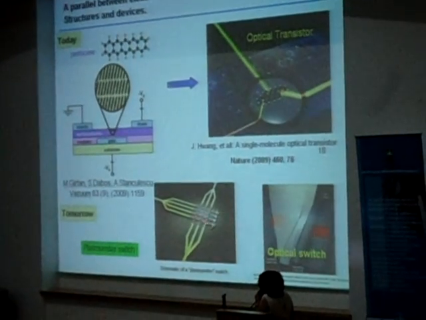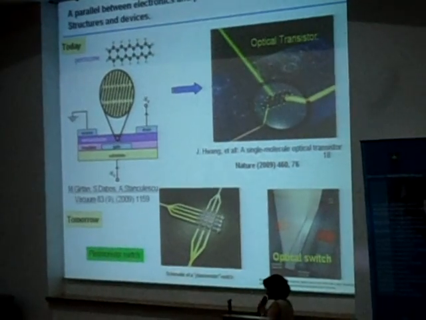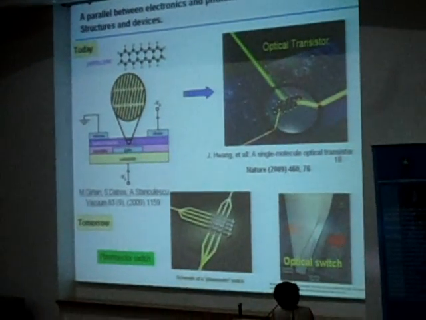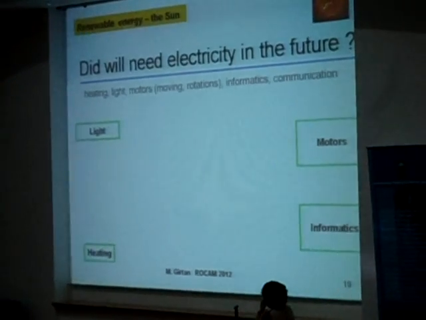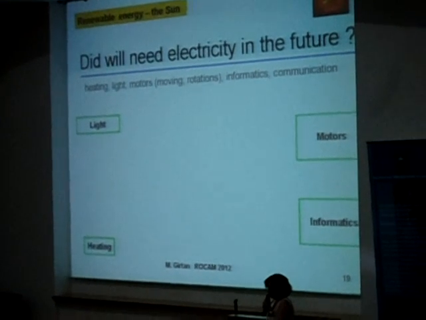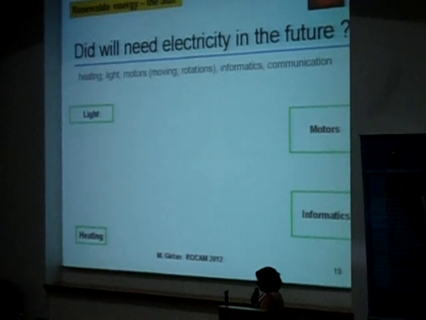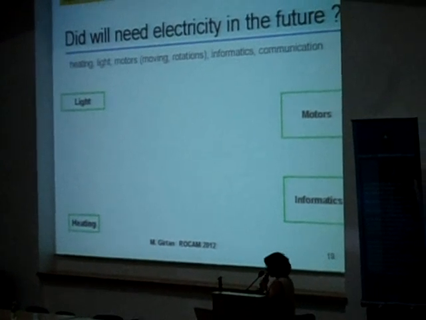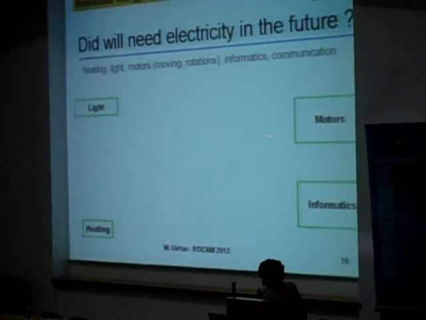In the future there may be other devices which already have names, such as the plasmonic switch, or the optical switch. So what does that mean? We have found many equivalents between electronics and photonics, and maybe in the future we will be able to create with photons what we create today with electrons. So the question which arises again is: in the future, will we still need electricity?